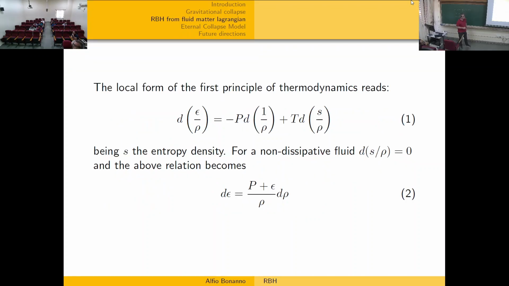The local form of the first principle of thermodynamics is this one, and we imagine that the fluid is non-dissipative, so this must be 0, so that at the end you have this relation between the energy density and the rest mass density.